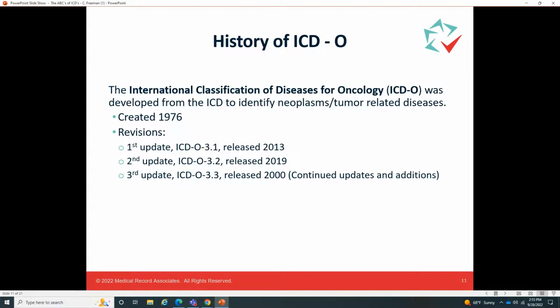History of ICD-O codes. ICD-O stands for the International Classification of Diseases for Oncology. It was developed from the ICD codes to identify neoplasms and/or tumor-related diseases. It was created in 1976, and we have seen many revisions, from the first in 1990 to the third in 2000. Currently, we have online updates and errata, and we can find that on our SEER website.